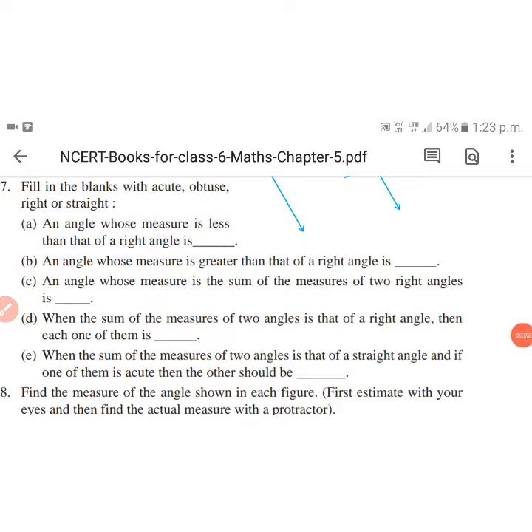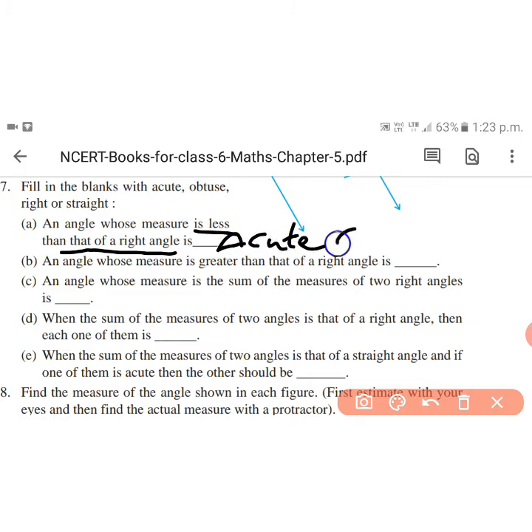Question number 7. Fill in the blanks with acute, obtuse, right or straight. A part. An angle whose measure is less than that of right angle. So that is acute angle. B part. An angle whose measure is greater than that of a right angle. So it is obtuse angle.